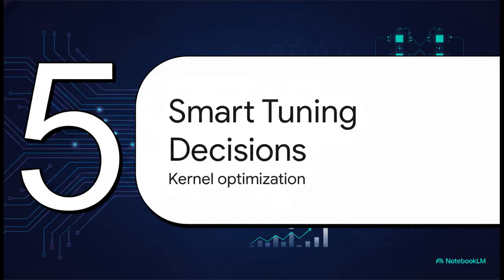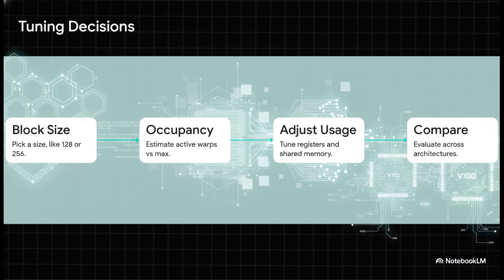Finally, Section 5, Making Smart Tuning Decisions, a mental model for kernel optimization. Okay, here's a practical 4-step checklist to guide your tuning decisions. Step 1, pick a block size. A great starting point is usually 128 or 256 threads. Just remember to use sizes in multiples of 32 to respect warp sizes and obviously never exceed that 1024 thread block maximum. Step 2, estimate occupancy. Cross-check your threads, warps, and blocks against the 2048, 64, and 32 hard limits.